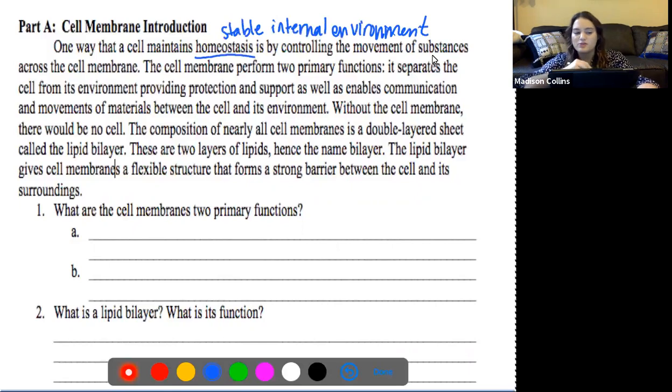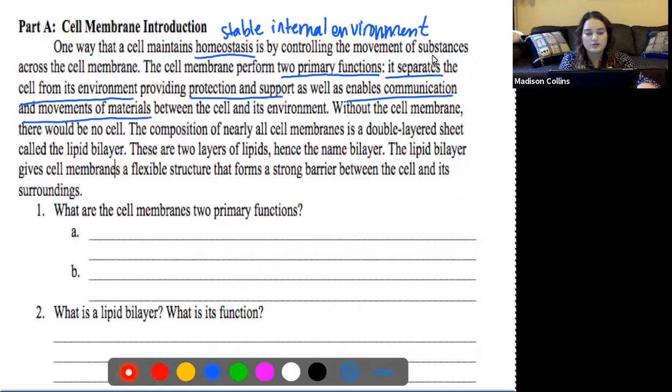All right, so one way that a cell maintains homeostasis is by controlling the movement of substances across the cell membrane. The cell membrane performs 2 primary functions. It separates the cell from its environment, providing protection and support, as well as enables communication and movement of materials between the cell and its environment. Without that cell membrane, there would be no cell. The composition of nearly all cell membranes is a double-layered sheet called the lipid bilayer. There are 2 layers. These are 2 layers of lipids, hence the name bilayer. The lipid bilayer gives cell membranes a flexible structure that forms a strong barrier between the cell and its surroundings.